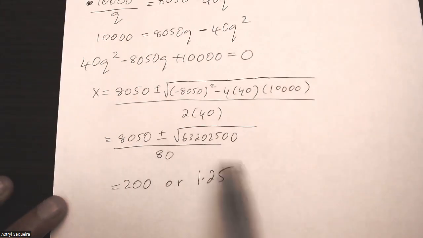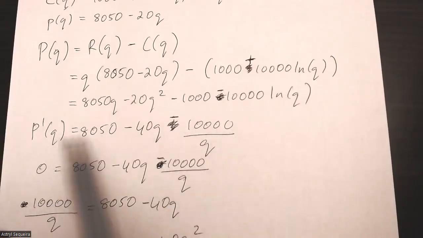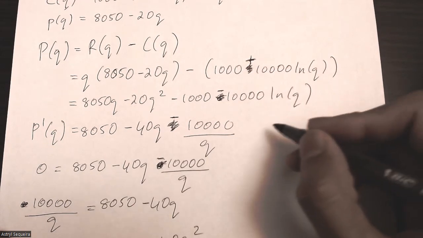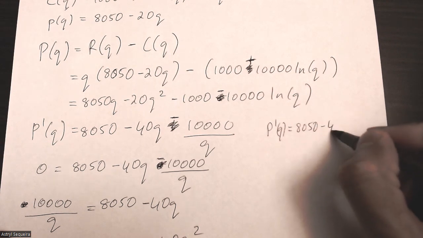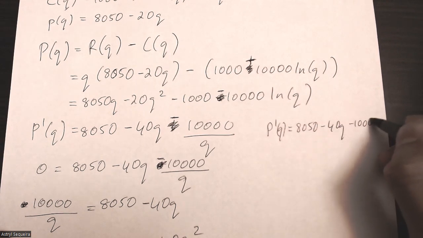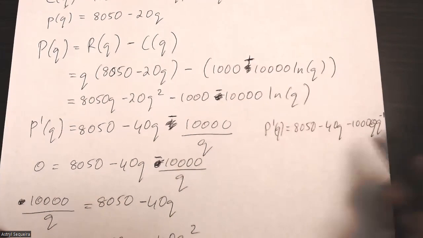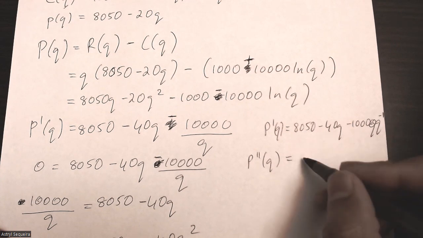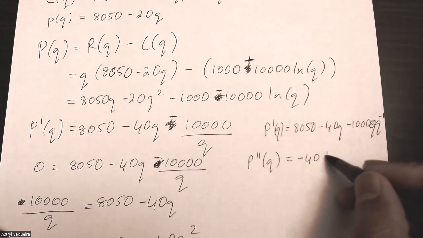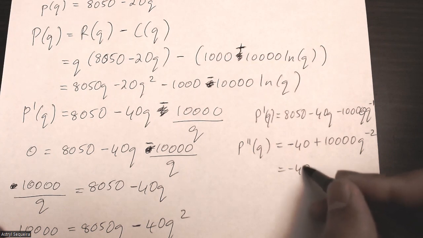Now, both these values of Q over here are greater than or equal to one. So I need to test out both of these in my second derivative to prove whether they're maximums or minimums. So let me find my second derivative from this equation. I'll simplify this first. Oops, 10,000 Q to the negative one. So I just brought the Q to the top, made it Q to the negative one. Then I'll find the next derivative here. So this is zero. That's just negative 40. And this is going to be plus 10,000 here to the negative 2. And I can just simplify it a bit.